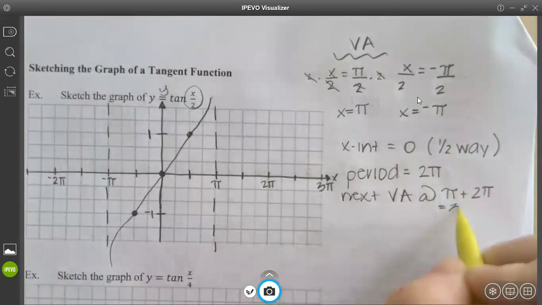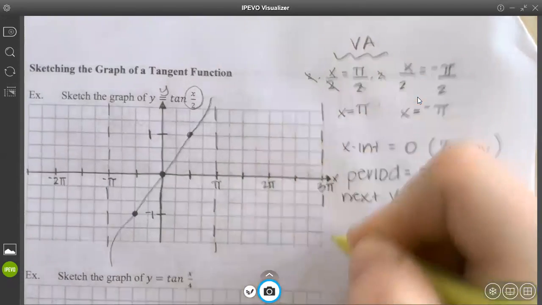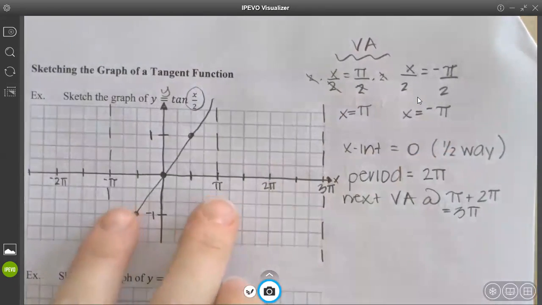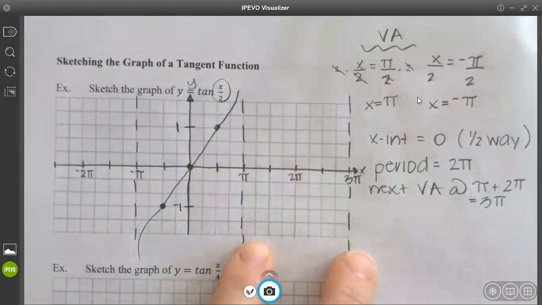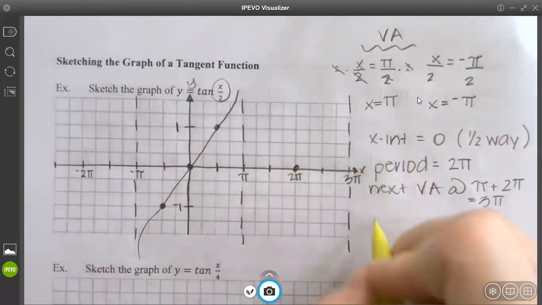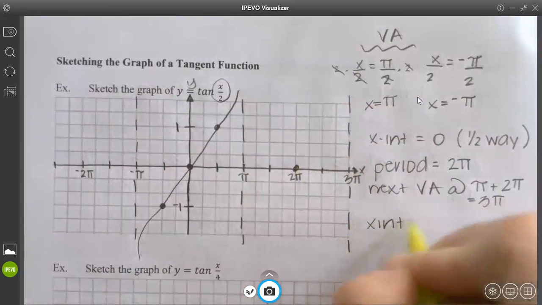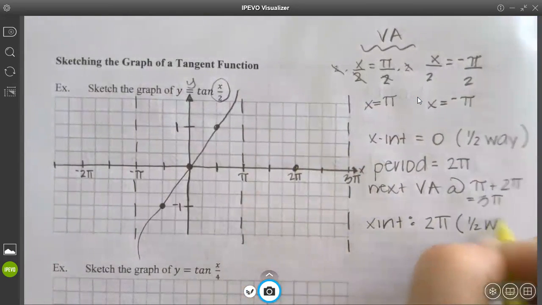How do you find x-intercept? It's halfway between your two vertical asymptotes. So what's another x-intercept? Now I have two more asymptotes. What's halfway between this one? Oh, 2 pi. Again, halfway.